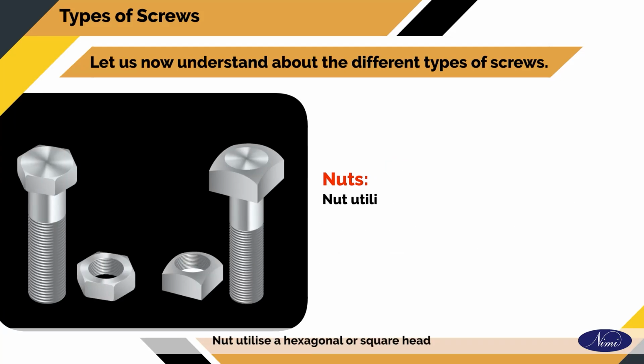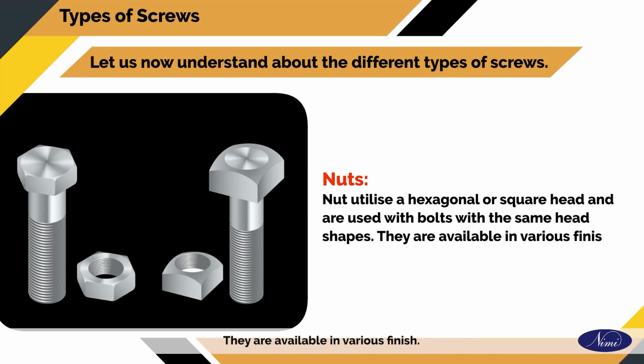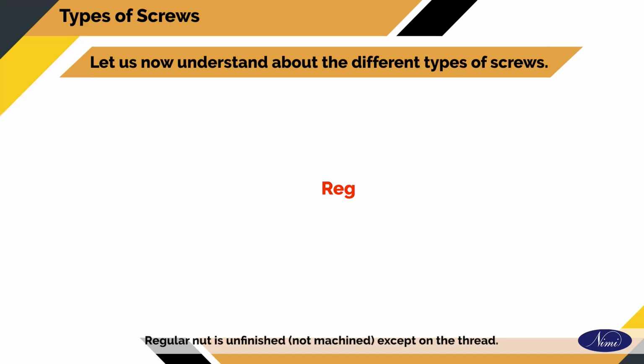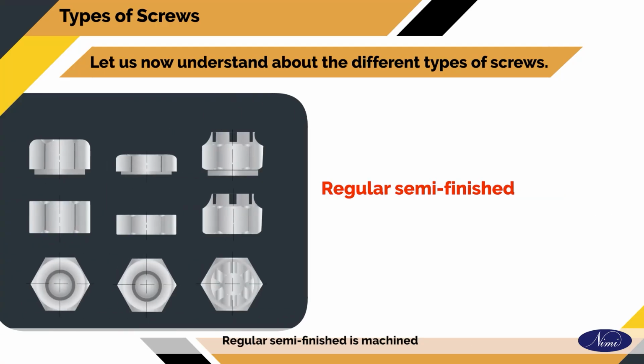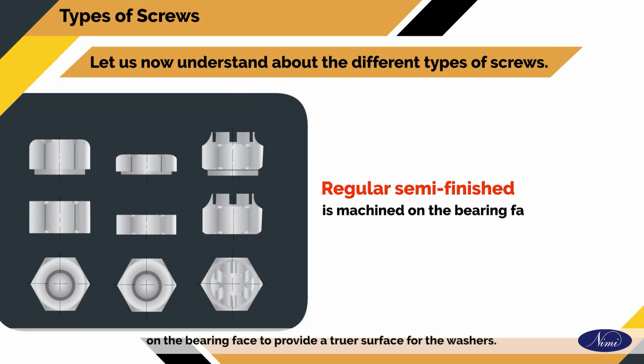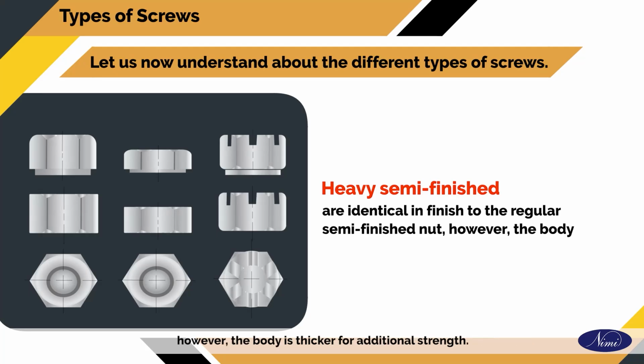Nuts. Nuts utilize a hexagonal or square head and are used with bolts with the same head shapes. They are available in various finish. Regular nut is unfinished, not machined, except on the thread. Regular semi-finished is machined on the bearing face to provide a truer surface for the washers. Heavy semi-finished are identical in finish to the regular semi-finished nut, however the body is thicker for additional strength.